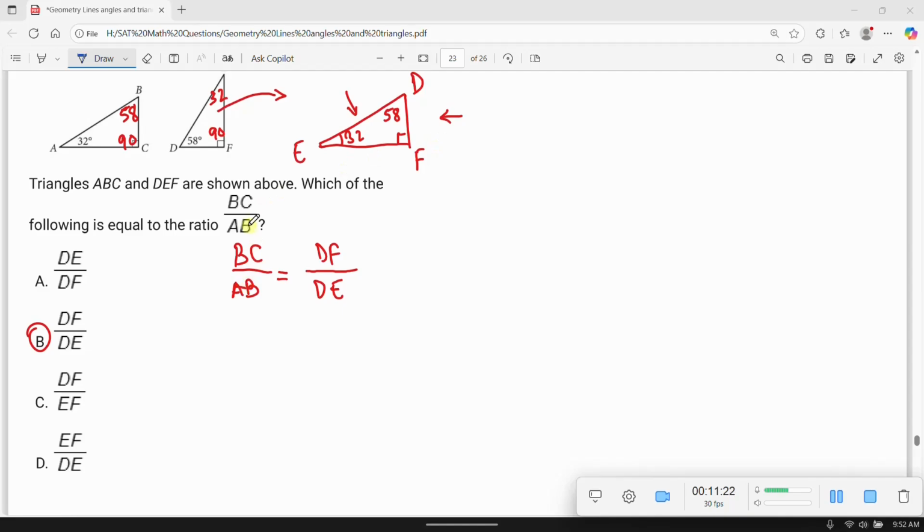So then I can answer my questions by trying to find which length will be corresponding to BC. So BC is this size, so that will be corresponding to DF. And then AB, this length over here, the hypotenuse, will be corresponding to DE. Then I found my answers here.